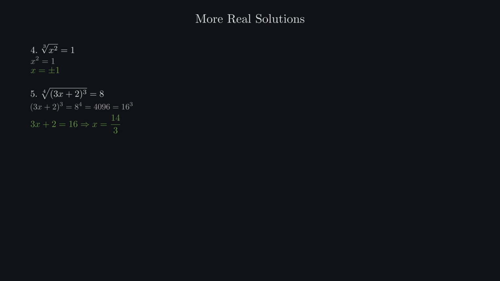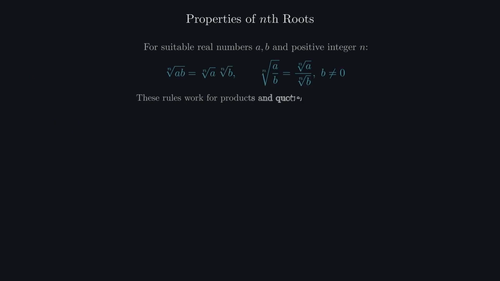Roots also follow two useful rules for products and quotients. The nth root of a times b equals the nth root of a times the nth root of b. And the nth root of a over b equals the nth root of a over the nth root of b, as long as b isn't 0. For example, the cube root of 8 times 27 splits into cube root of 8 times the cube root of 27, which is 2 times 3, or 6. And the square root of 49 ninths splits into 7 thirds.